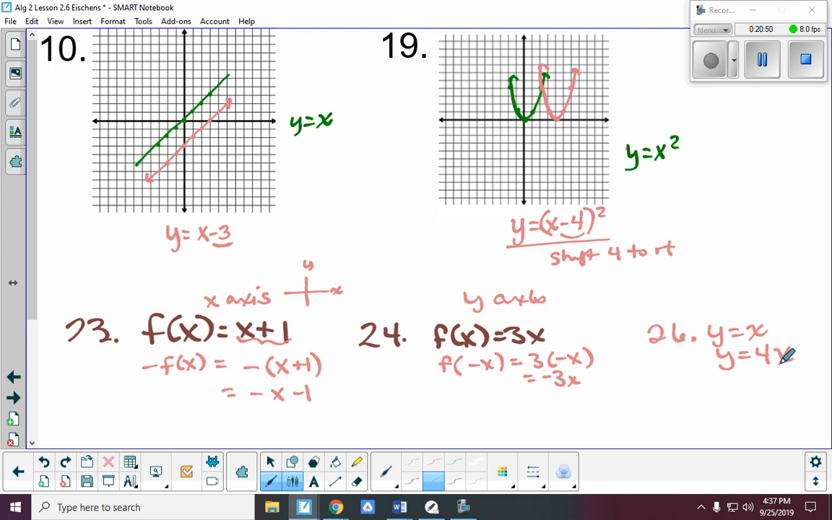In 30, it says the original function is y equals 4x. And they want a translation up 5 units and then a reflection in the x-axis. So up 5 units, you would add 5. And then a reflection over the x-axis, your y's would have to change going over the x-axis. So you have to put a negative around the whole thing. And so your answer would be minus 4x minus 5 for that one.